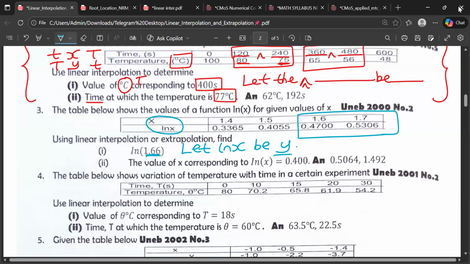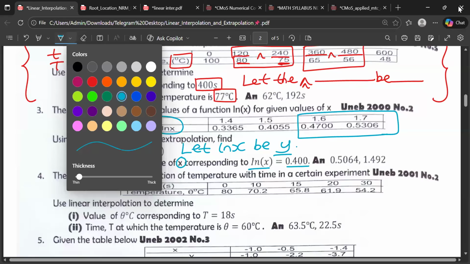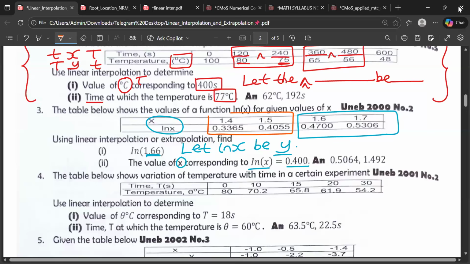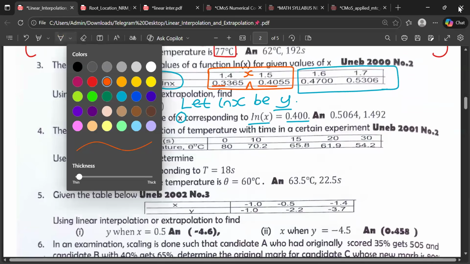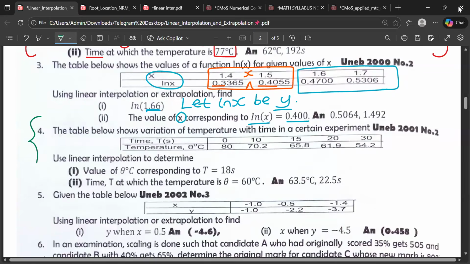You get it? Then here they are saying find the value of x corresponding to ln x of 0.4. 0.4 is between here. If you have a very keen eyesight, it is here. Between 0.3 something and 0.4 something, it is here. So you can easily get that value of x they are looking for. You get? They are not hard.